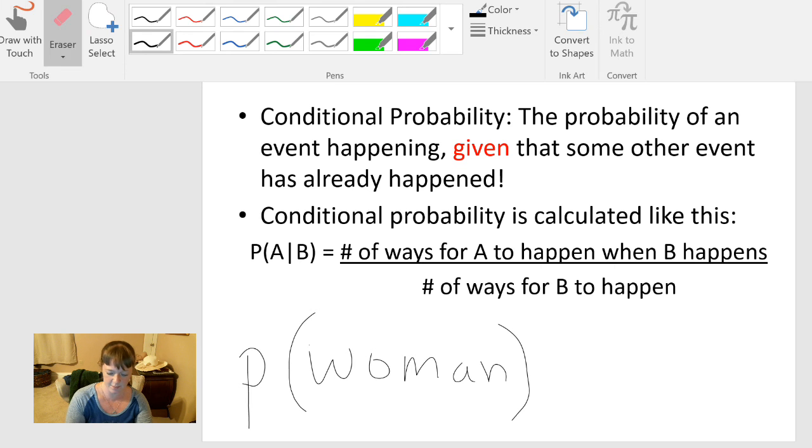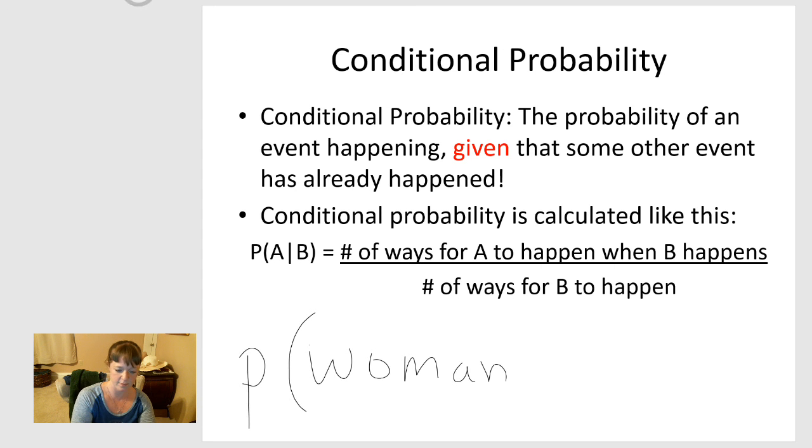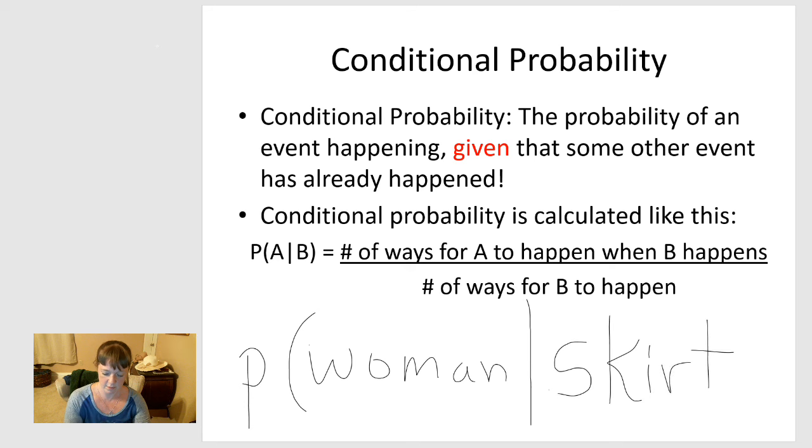I then say, what is the probability of being a woman given the person I'm considering is wearing a skirt? Oh, well, that's a very different probability altogether, right? Because you're putting a condition on it.